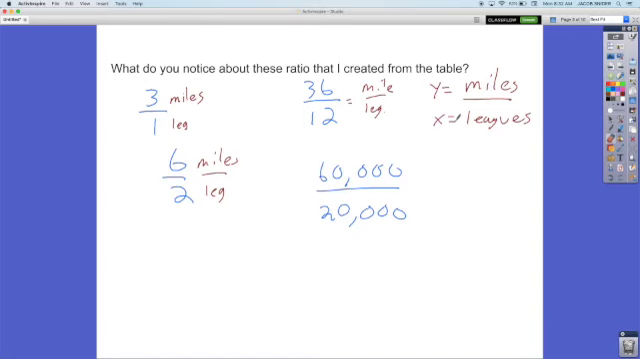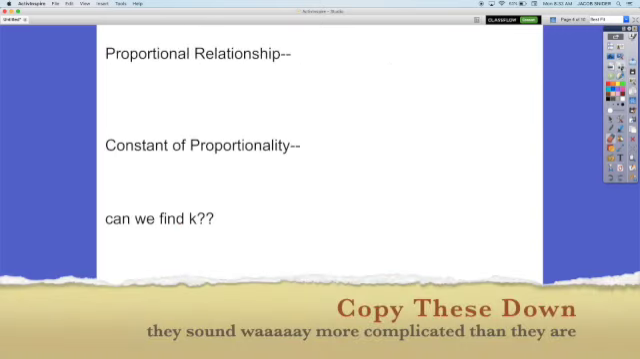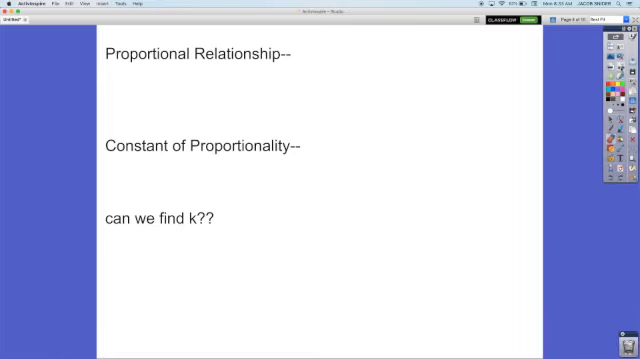A couple vocab words here for us. Write down for me: proportional relationship and constant of proportionality. Those are the words from the objective that we said were a little bit confusing, but we'll figure it out. Once I add some context and explain it to you guys, it won't be too bad at all.